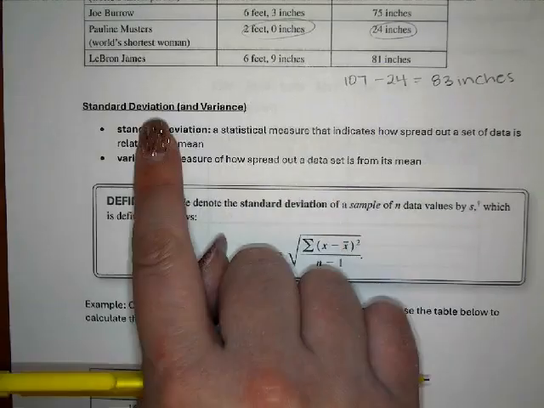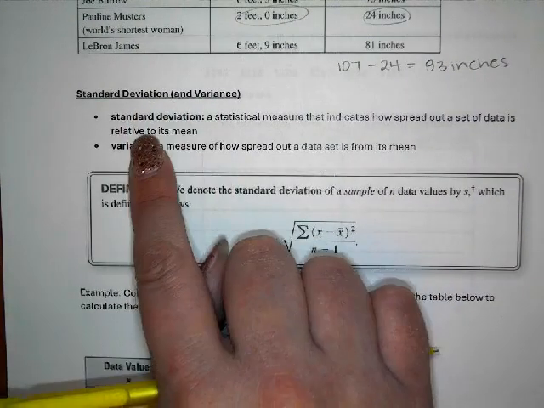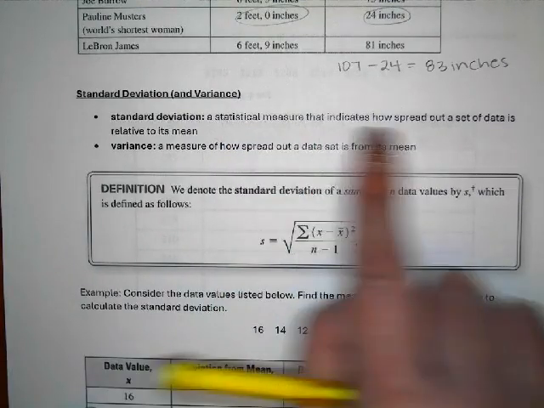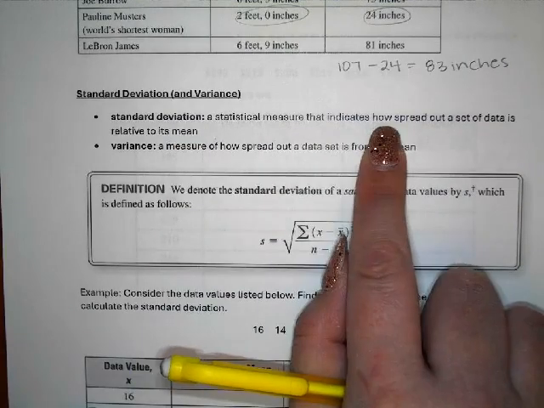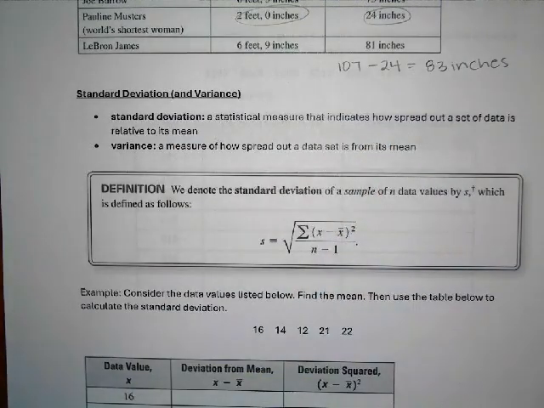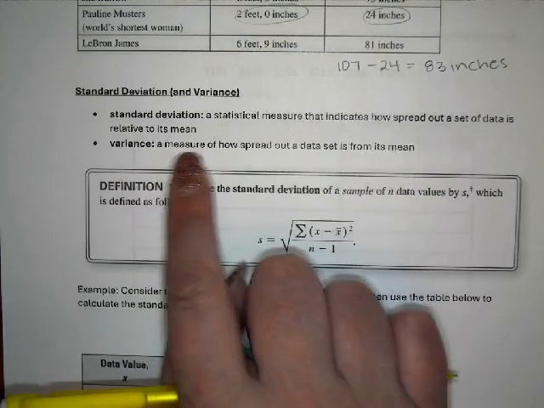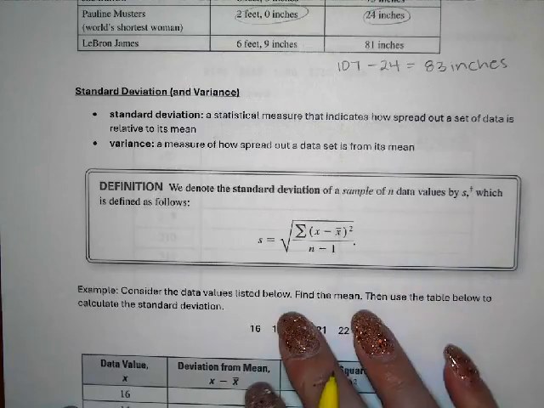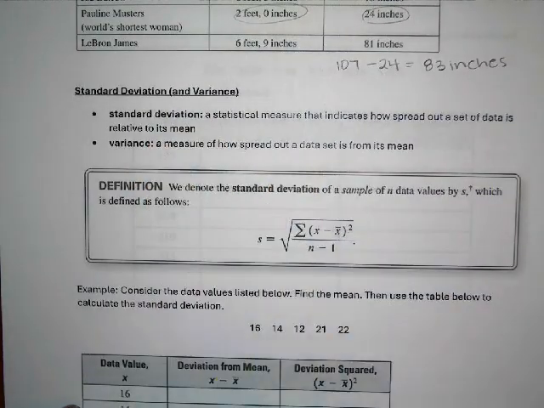All right, next we're going to talk about standard deviation and variance. Standard deviation is a statistical measure that indicates how spread out a set of data is relative to its mean. And when we say spread out, we're talking about how much it varies from the mean, how far away the numbers get from the mean. And then variance is talking about that spread, a measure of how spread out a data set is from the mean.